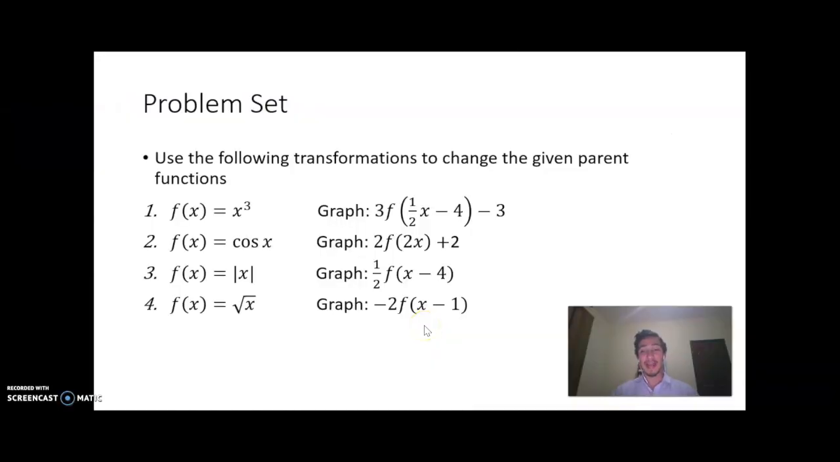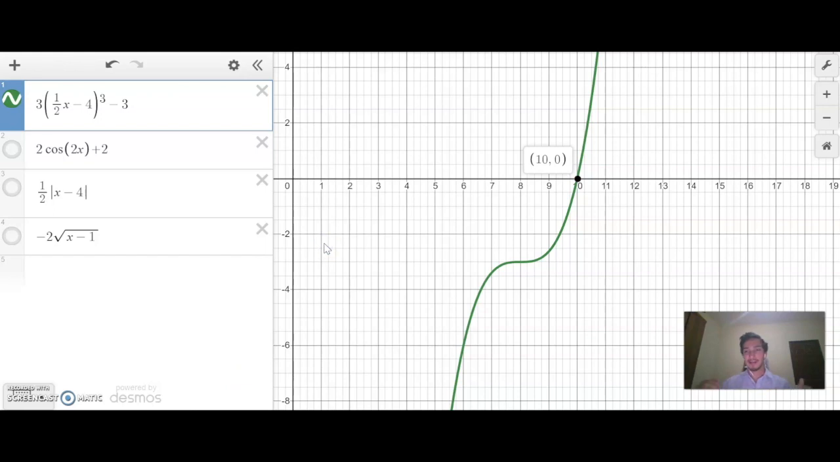So now let's practice. So here we have 4 different problems that I want you guys to try on your own. So we'll go over these at the very end of the video. But for now, take your best shot at it. So pause the video, give it a go. All right, so here we have our first solution.